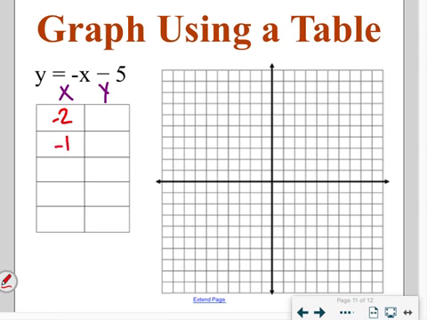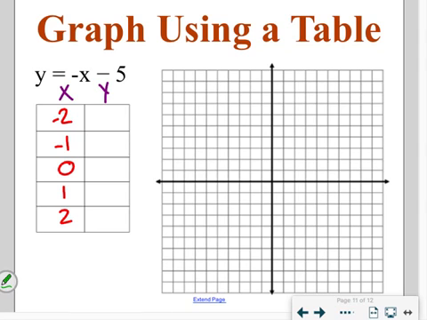You have to include x is equal to 0. So no matter what you pick for x, everyone's table will have x is equal to 0. And then you have to pick 2 positives. Again, the easy ones are 1 and 2. Then you simply go through and plug those values into the equation. So the first one I plug in is -2.